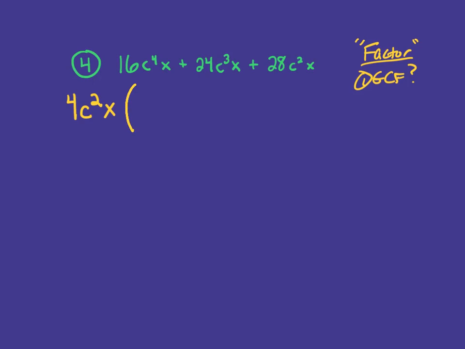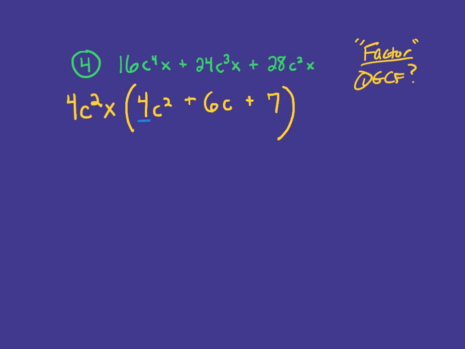So we'll do that, and then we'll rewrite what's left. 16 divided by 4 leaves 4. We took out 2 of the c's, so 2 of them are left. We took out an x, so no x is left there. 24 divided by 4 is 6. We took out 2 of the c's, so that leaves 1. 28 divided by 4 leaves us with 7. We took out both c's. We took out the x. So that's all that's left there.